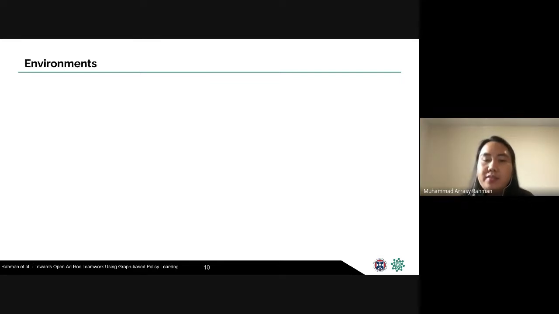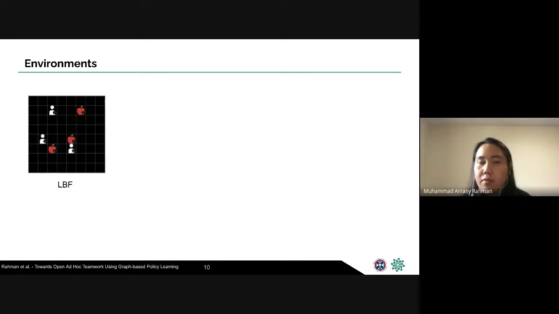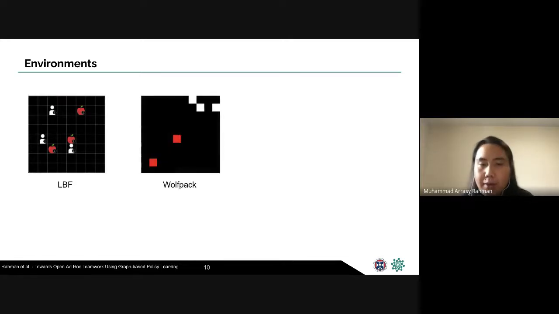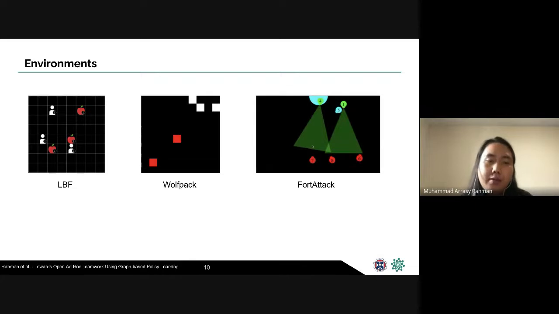Okay, so based on this, we tested our approach in 3 different environments. The first environment is level-based foraging. The second one is Wolfpack. And the final one is Fort Attack. LBF and Wolfpack are pretty similar. In a sense, the goal of the agent here is to collect objects. On the other hand, Fort Attack is a little bit more difficult because the goal here is for the learner to protect a certain region from the attack of other agents. So essentially in Fort Attack, we have the presence of enemies that we need to fend off.